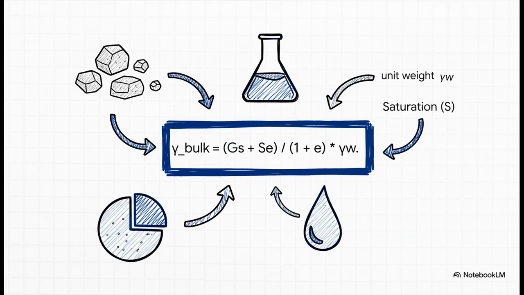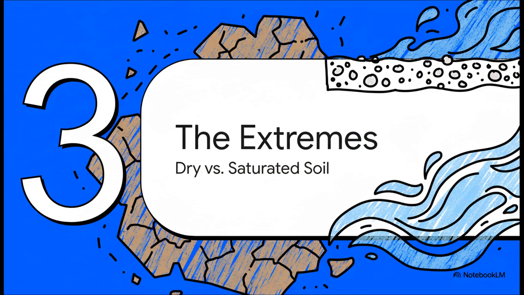Just look at it for a second. Every one of those variables we just talked about, Gs, S, e, they're all in there, working together. This one elegant equation ties together the particle density, the empty space, and the water content. It's the key that lets an engineer figure out the exact density of soil anywhere. It's so incredibly powerful.